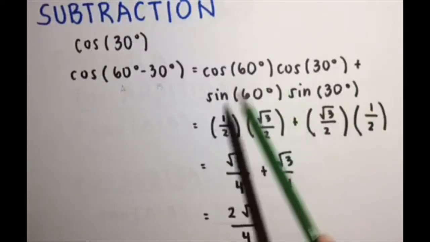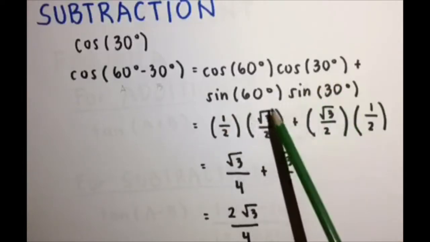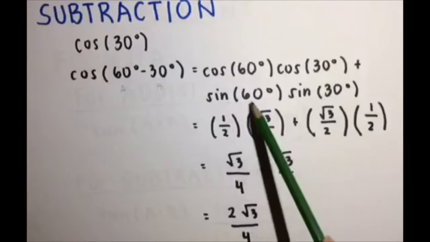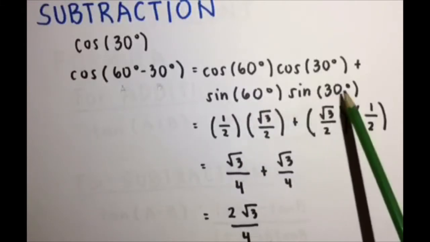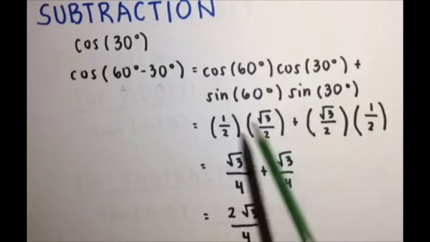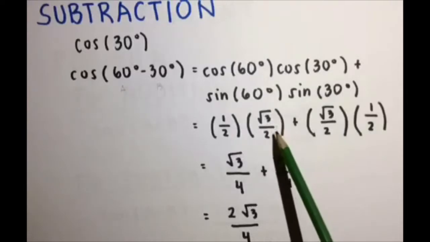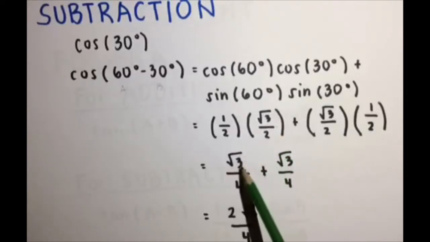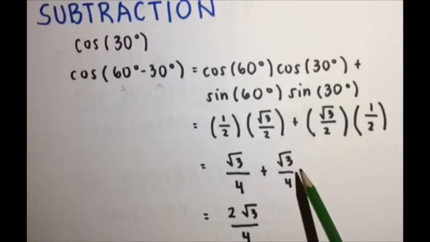Cosine 60 degrees is equal to 1/2. Cosine 30 degrees is equal to the square root of 3 over 2. Sine 60 degrees is equal to the square root of 3 over 2. Sine 30 degrees is equal to 1/2. 1/2 multiplied by the square root of 3 over 2 is equal to the square root of 3 over 4. Same with this, the answer will be the square root of 3 over 4.